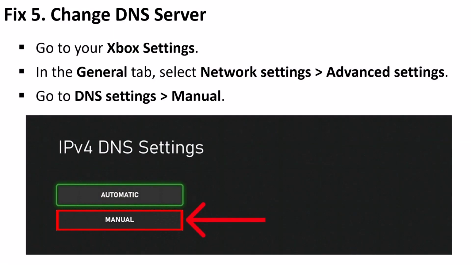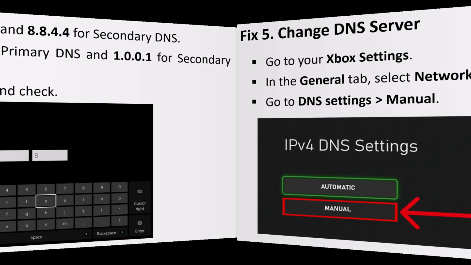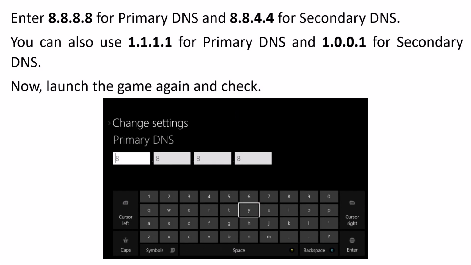Fix 5 is to change DNS server. Go to your Xbox settings, in general tab select network settings, advanced settings, go to DNS settings, manual. Enter 8.8.8.8 for primary DNS and enter 8.8.4.4 for secondary DNS. Now save it and then launch the game again and check.